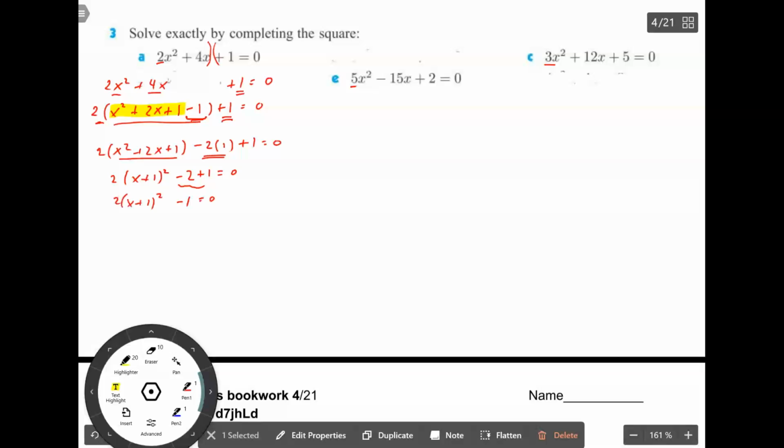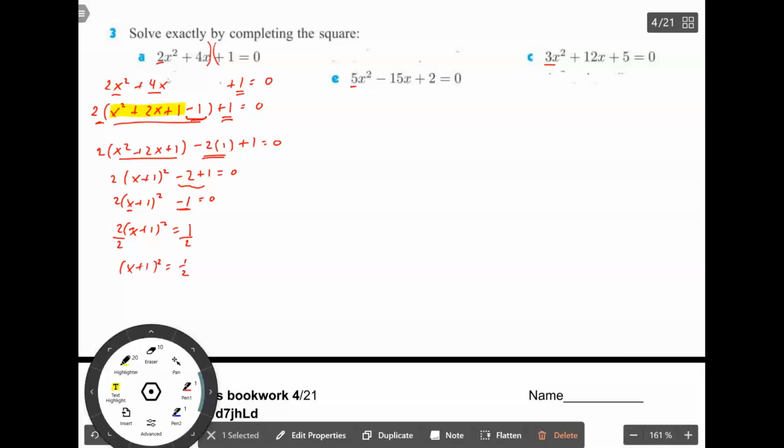Now, it's just like before. I'm going to isolate the x. And so the outside function that's being done is minus 1. So we're going to add 1 to both sides. So we get 2 times x plus 1 quantity squared equals 1. I'm going to divide both sides by 2 because there's a 2 here multiplied. So I get x plus 1 squared equals 1/2.